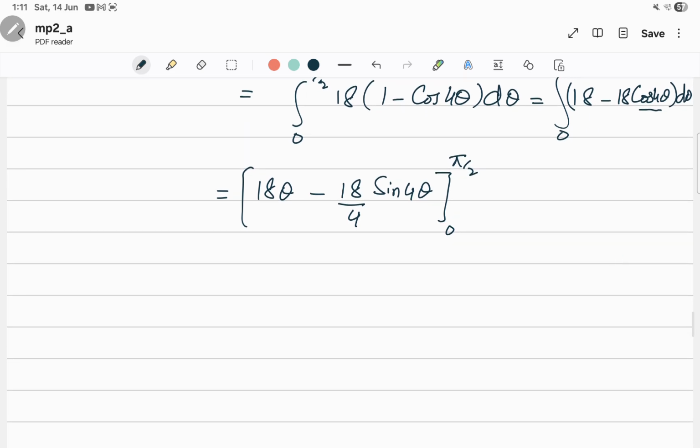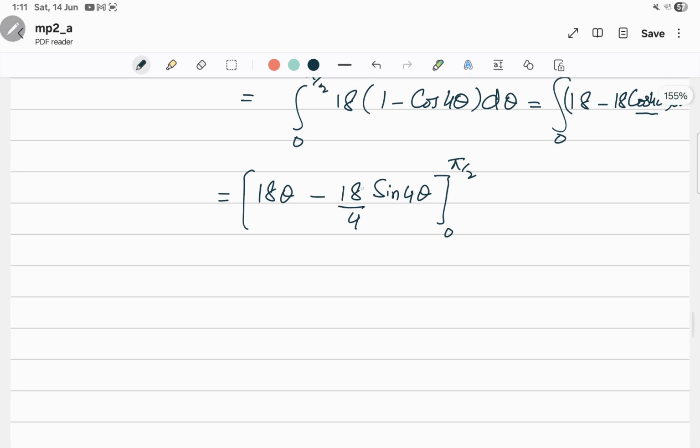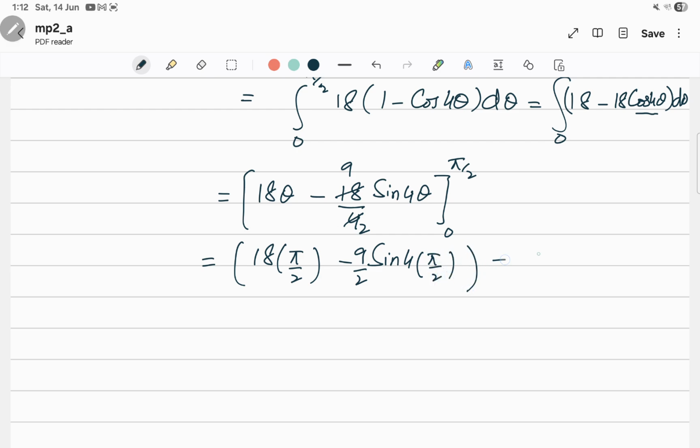So now if you sub the upper limit, actually before applying the limit we can simplify this. If you divide by 2 up and down, it will be 9 over 2. So now if we sub the limit, the upper limit is 18 times pi by 2 minus 9 over 2 sine 4 theta, where theta is pi by 2 as well. So this is upper limit minus lower limit, which is 18 times 0 and minus 9 over 2 sine 4 theta of 0.